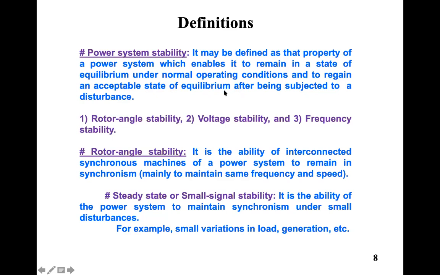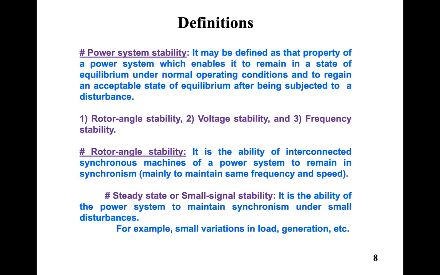This means there might be a small signal stability issue, and then there can be a major disturbance. In both cases, if the system comes back to an acceptable state of equilibrium position or full equilibrium position, this means the system is maintaining the stability.